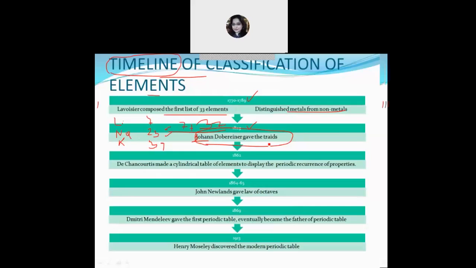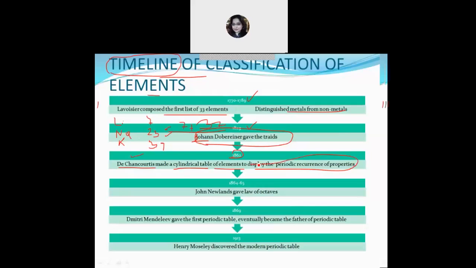After that, in the year 1862, de Chancourtois, he was another scientist. He also made an attempt to classify the elements. He made a cylindrical table of elements to display the periodic recurrence of the properties.